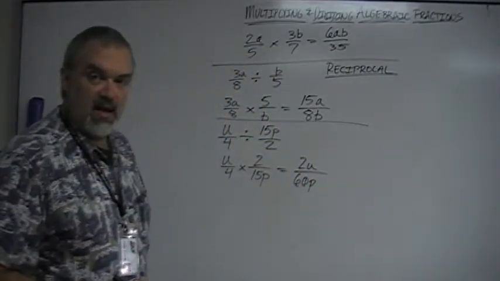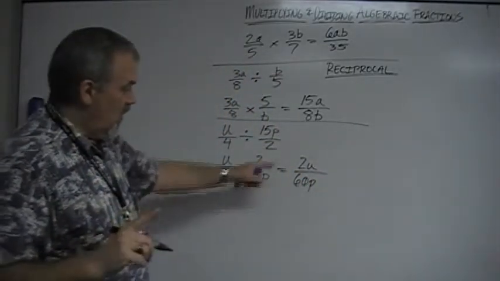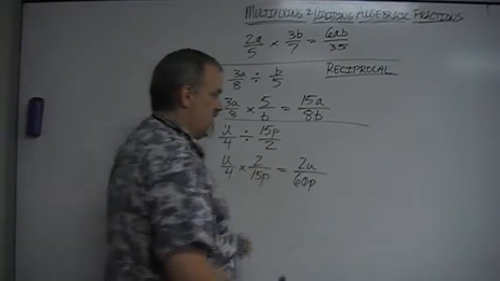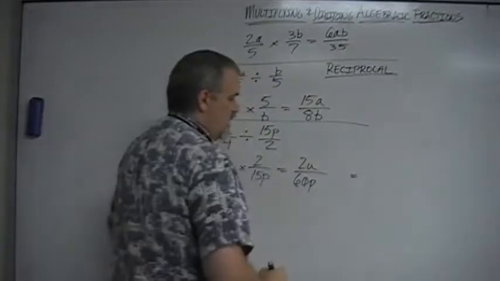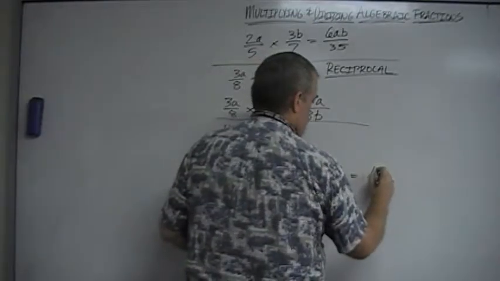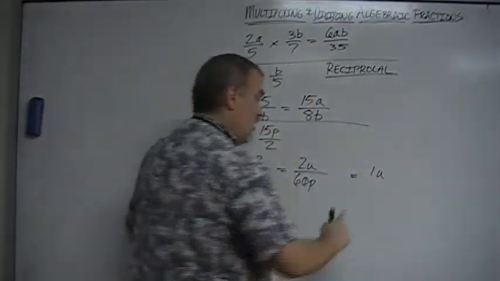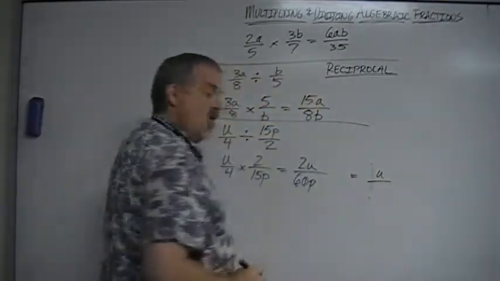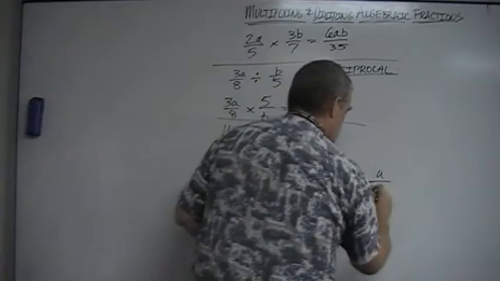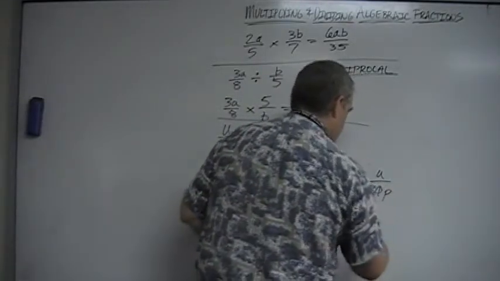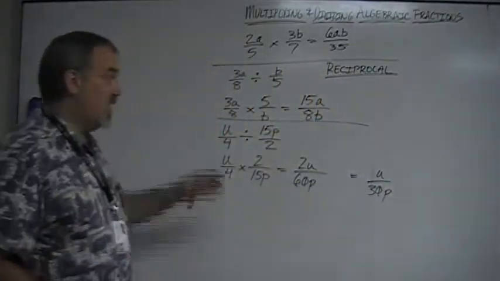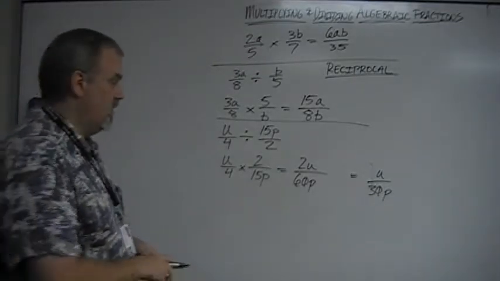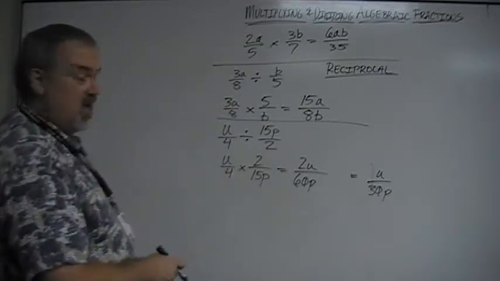However, don't forget, we need to cancel. What factor will go into both of those? 2. So we're going to divide the top by 2 and the bottom by 2, and we're going to get 1u, or just u, we don't need the 1, over, divided by 2 gives me 30p. Now, as we said with one of the other problems, remember, you still do have to cancel, which is what I just did here.